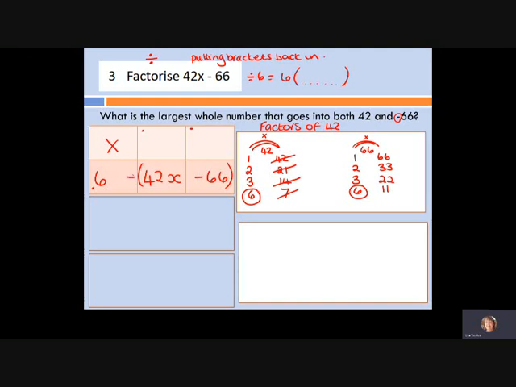So we have 6 here. What do we times 6 by to get 42x? Well, 6 times 7 gives us 42, but we also need to times it by x.